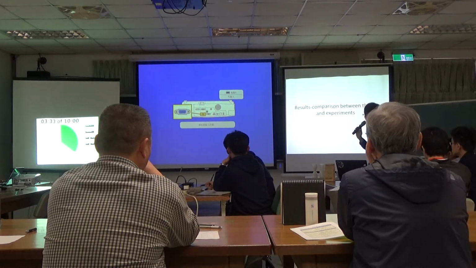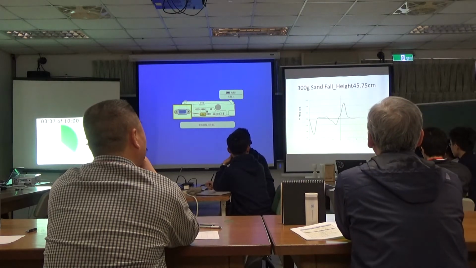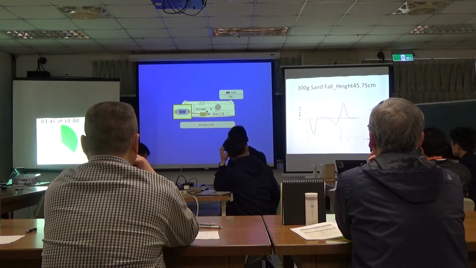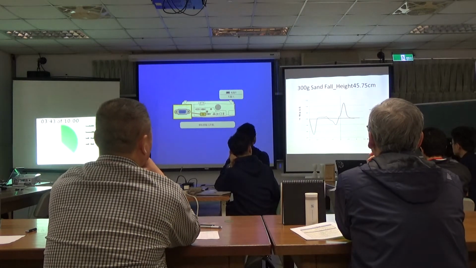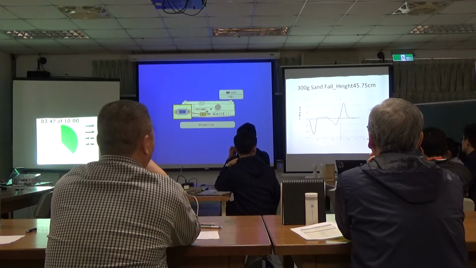So next, let's go into our results. This is our model group with a total sand weight of 300 grams and the fall height to be 45.75 cm. We're going to go through each part later.